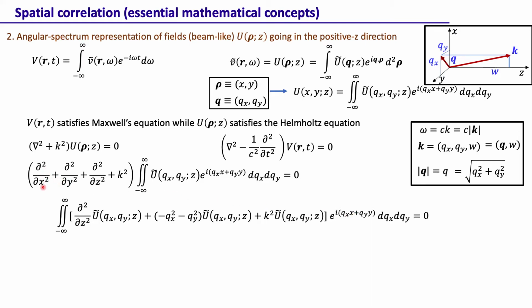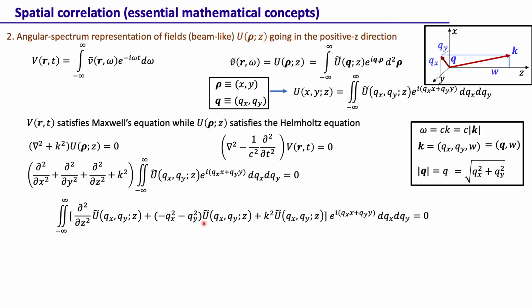For del square del x square, it won't act on the first term, it will just act on the second term because there is an x here. So if we just do it, what it gives out is minus qx square. So that's minus qx square u tilde and this exponential term. Similarly, this del square del y square will also act only on this one and spit out minus qy square, and so we have here minus qy square u tilde and this exponential term. So this is what we get when we operate with this term on these terms.